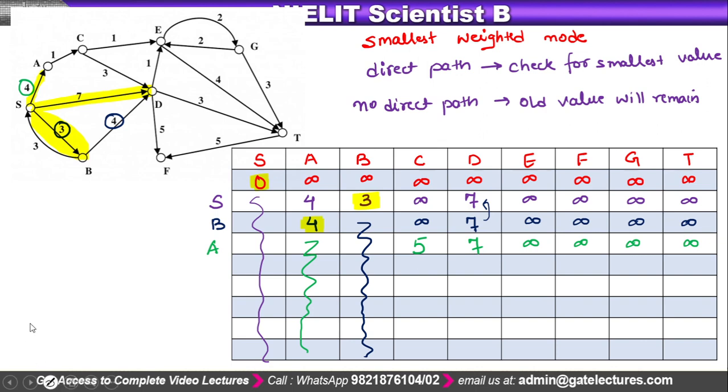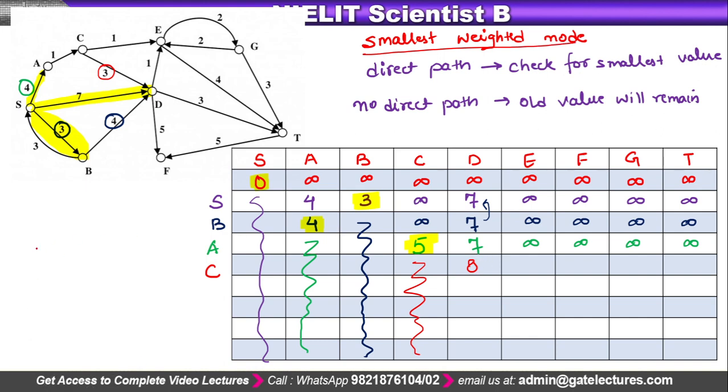Now, next smallest value is this 5. So now, the next attribute आप लोगे, that will be C. तो आपने C को pick किया. अब यहाँ से C की case भी over. Now, C to D. C to D, I have this 3. ठीक है? 4 plus 1, 5. And this is 8. So, यहाँ पे आपका value आ जाता 8. But we have to take what? We have to take smallest weighted node. So, 7 is smaller than 8.